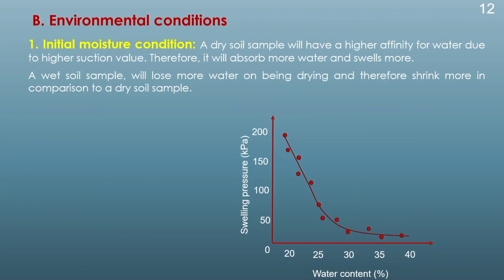Next come the environmental factors or environmental conditions. Under the environmental conditions, the initial moisture condition controls the swelling behavior. A dry soil sample will have a higher affinity for water due to a higher suction value. Therefore, it will absorb more water and it will swell more. Previously also we have learned that the higher the suction value, the higher will be the swelling.